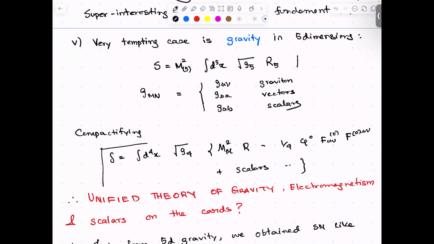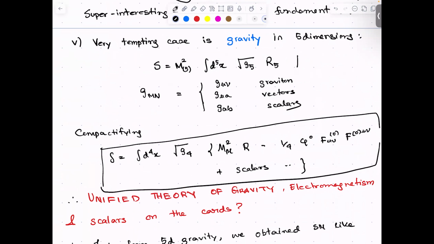So what happened is that when we considered gravity in 5 dimensions, you get a 4-dimensional theory of gravity plus Maxwell equations. So this is huge, right? You have a unification of gravity and electromagnetism coming just from 5-dimensional gravity. So a 4-dimensional observer would see gravity plus gauge fields. That's super nice.